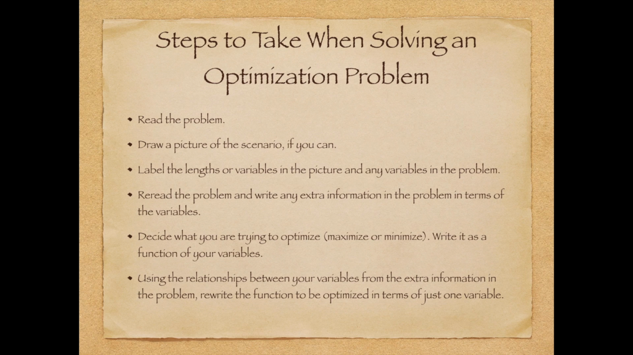And using relationships between your variables from the extra information, rewrite the function to be optimized in terms of one variable. Getting terms of one variable, you can put in another equation and find the derivative of that.